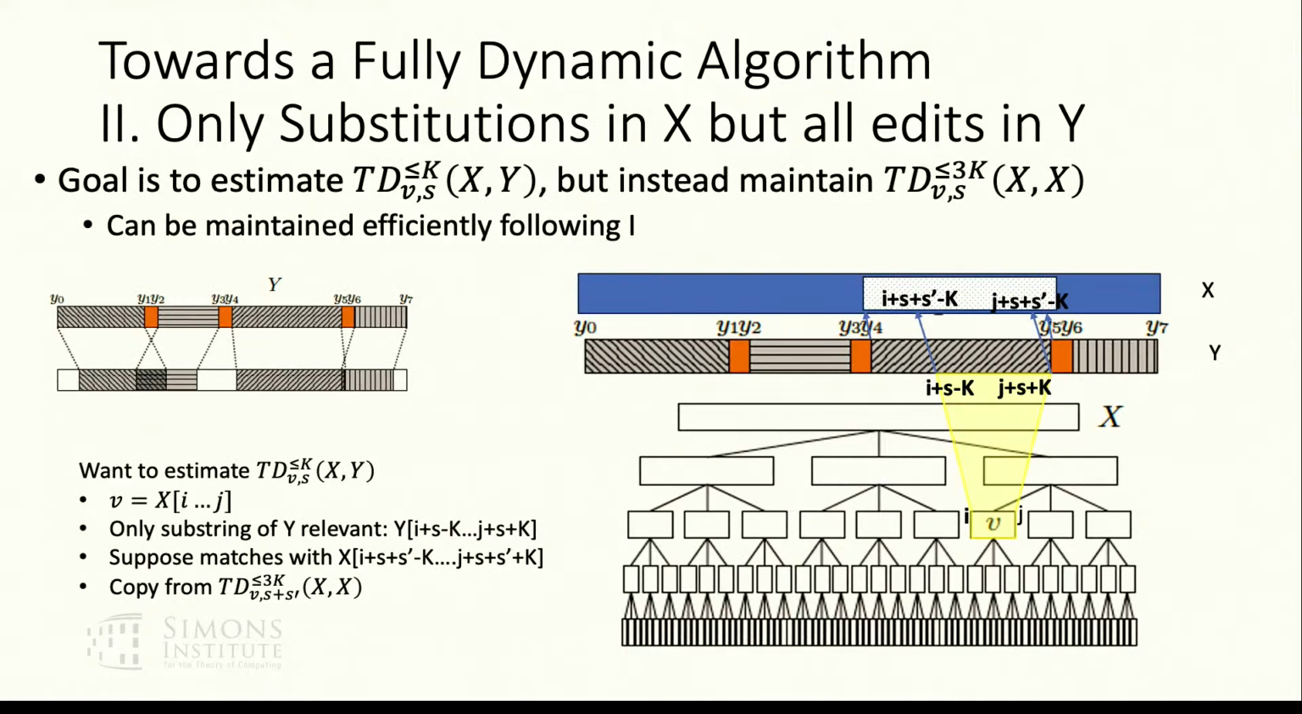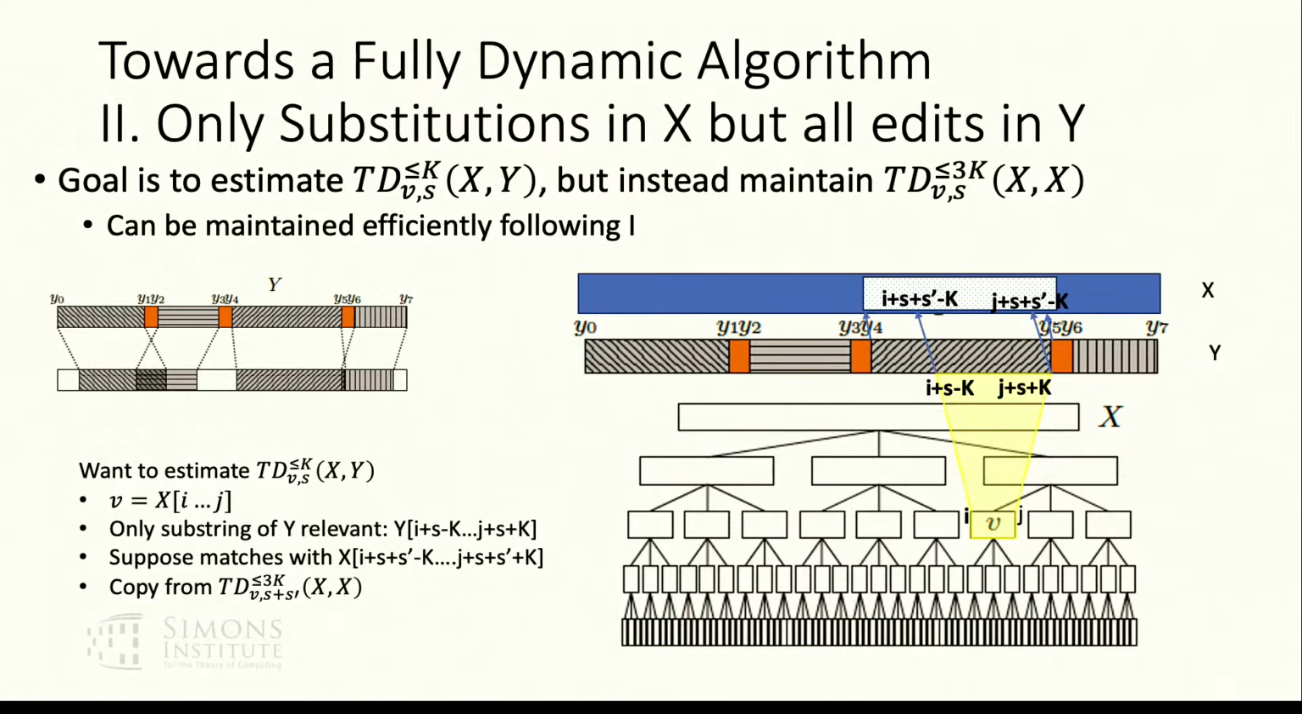And the second one is now we want to estimate tree distance xy. What we maintain instead is tree distance between x and x. Okay. So we are estimating x and x, though we want to estimate x and y. How does that help? Okay, so we want to estimate x and y, right? So suppose I want to estimate tree distance vs xy.